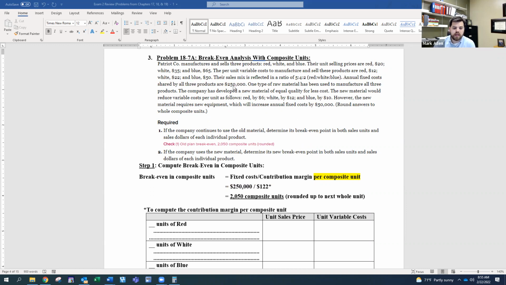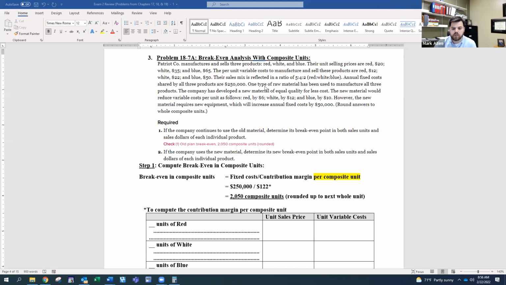Patriot Company manufactures and sells 3 products. So that's probably going to be important. We have red, white, and blue. Their unit selling prices are red sells for 20, white for 35, and blue for 65. The per unit variable cost to manufacture and sell the products, red is 12, white is 22, and blue is 50. Their sales mix is reflected in a ratio of 5 to 4 to 2. So for every unit we sell that consists of 11 individual pieces, 5 of those are red, 4 of those are white, and 2 of those are blue. Annual fixed costs shared by all 3 products are $250,000.